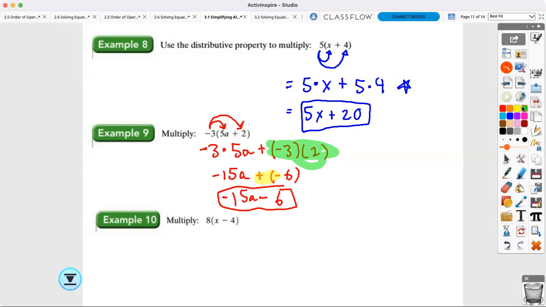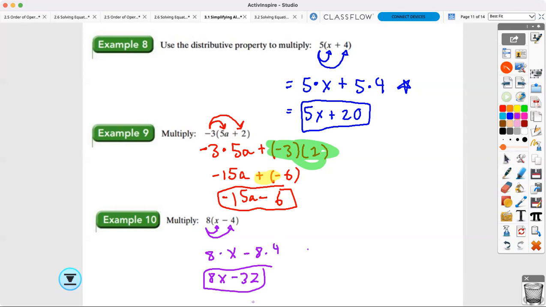Now, look at example 10. Distribute, multiply 8 times x minus 4. So I'm going to draw my arrows. You notice how I draw my arrows to every term. We're going to do 8 times x minus 8 times 4. Well, 8 times x is 8x. Minus 4 times 8 is negative 32. And we're done. Any questions, guys, on these examples so far? Any steps that we took?